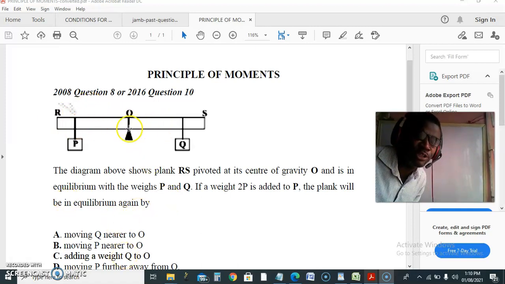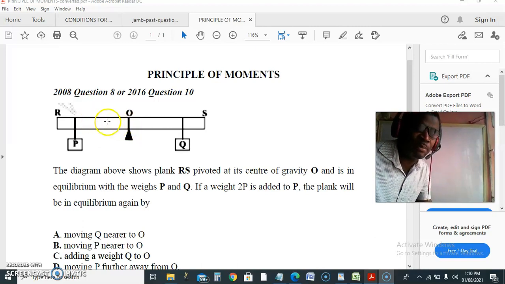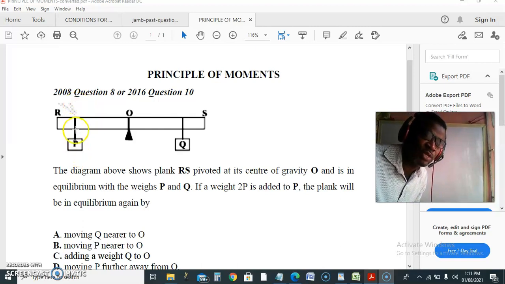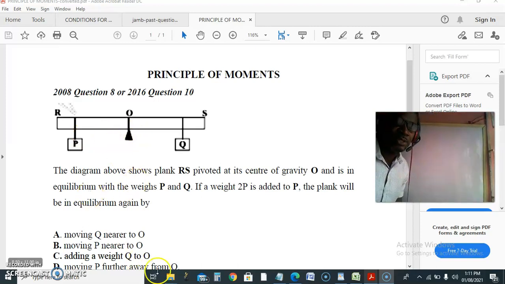If you move Q nearer to O, we are reducing the clockwise moment, so that's not good for us. If you move P nearer to O, of course, a point will be reached when it will not be in equilibrium. Why? Because the anti-clockwise moment has been increased. So we need to reduce the anti-clockwise moment to make the system be in equilibrium again. So B is actually our answer.